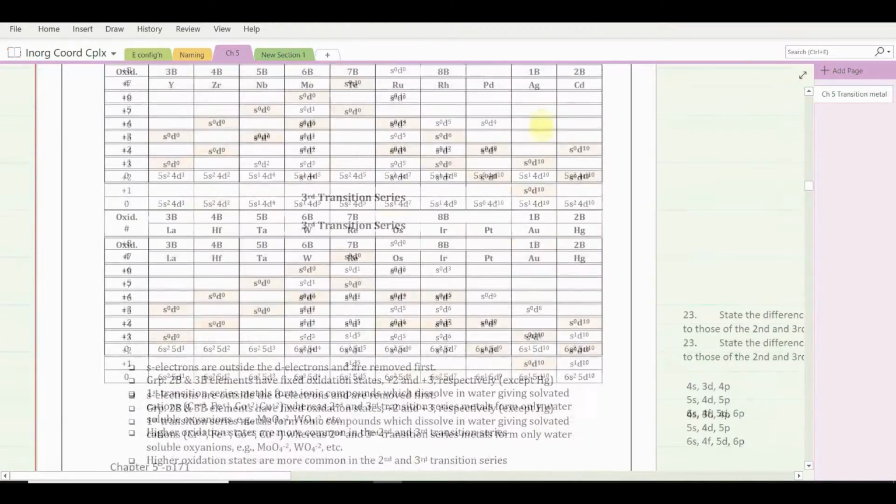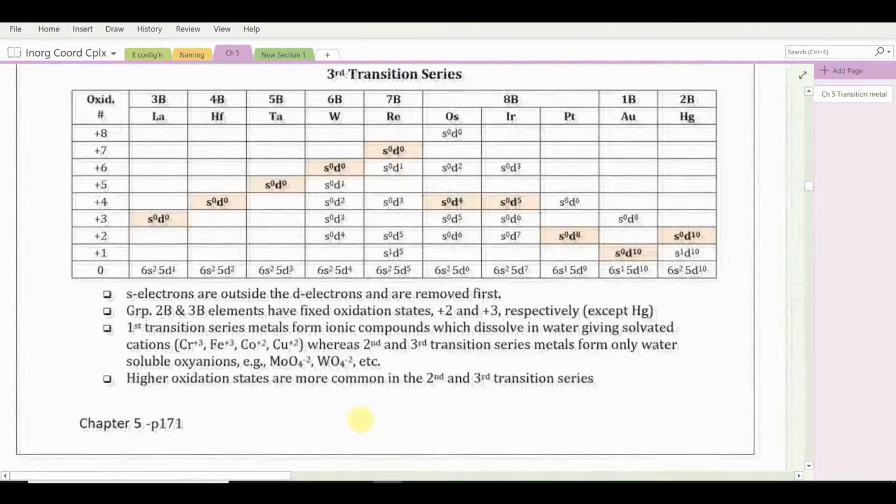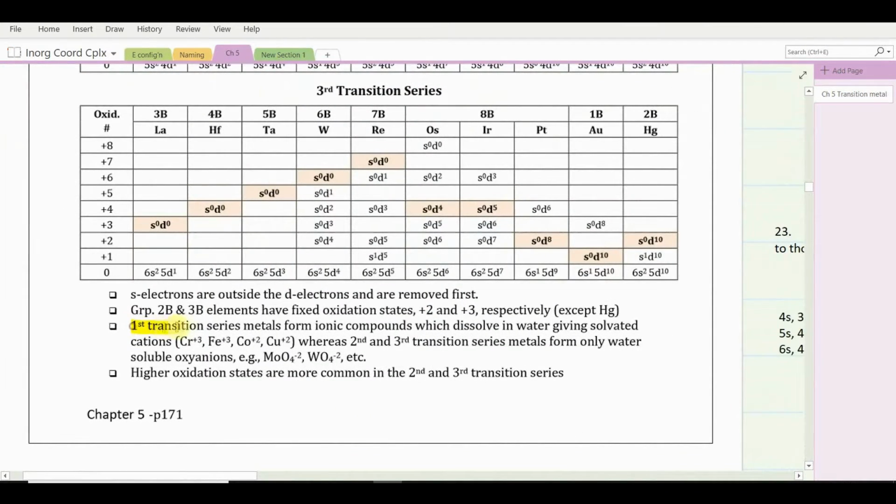I'm going to scroll to the bottom here. I want to point out to you that the first transition series metals form ionic compounds that dissolve in water, giving free ions, free cations. So we can have a chromium 3, iron 3, cobalt 2, etc. They'd be solvated by water, otherwise free. But the second and third transition series metals, their ions are polyatomic ions, typically oxyanions like molybdate and tungstate.